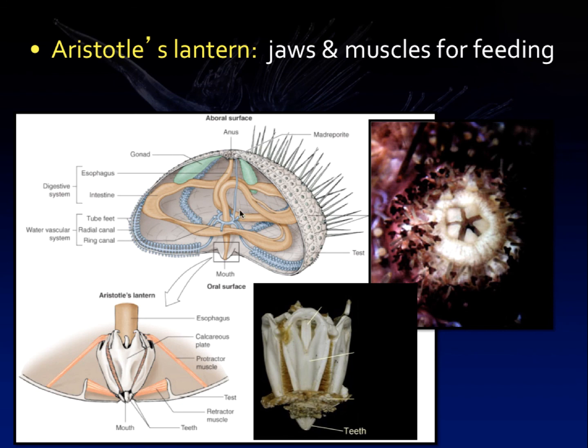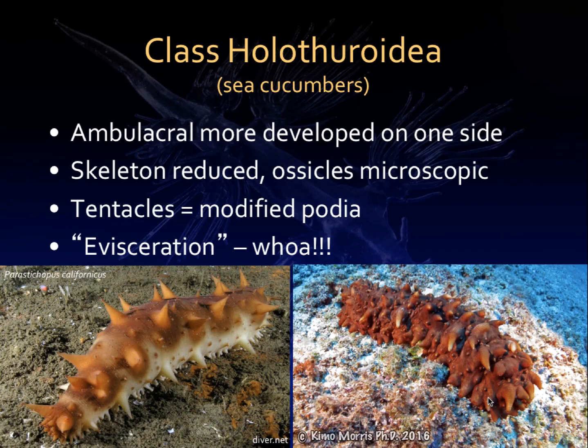Lantern, because back then it had the shape of the lanterns that were used for light. So this is what it looks like inside the organism, and it's innervated with all kinds of really strong muscles to push and pull on the Aristotle's lantern so that this organism can scrape the algae.